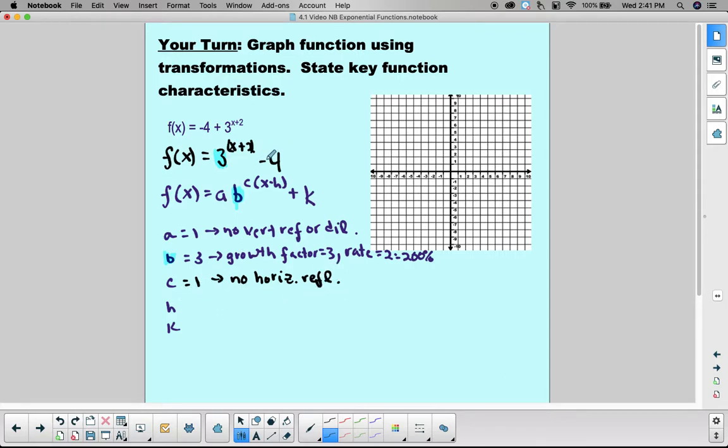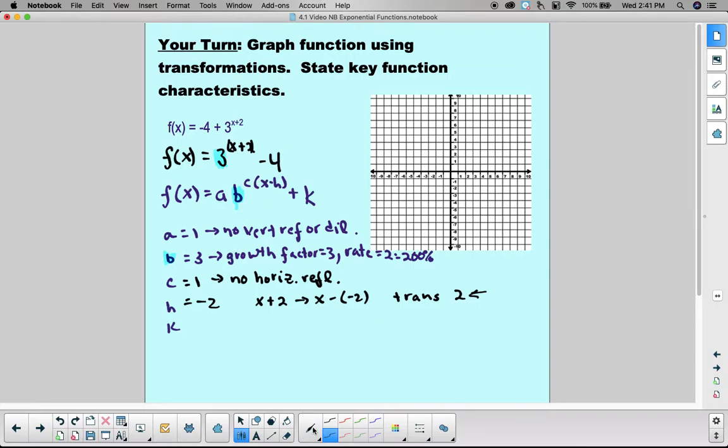And then finally h. h is what's being subtracted from x. And so we have x plus 2. So what's being subtracted from x? That's x minus -2. So h, our horizontal translation, is -2. So that means that it's translated 2 to the left.